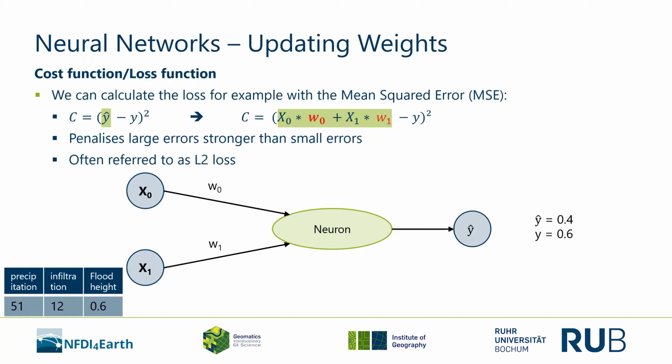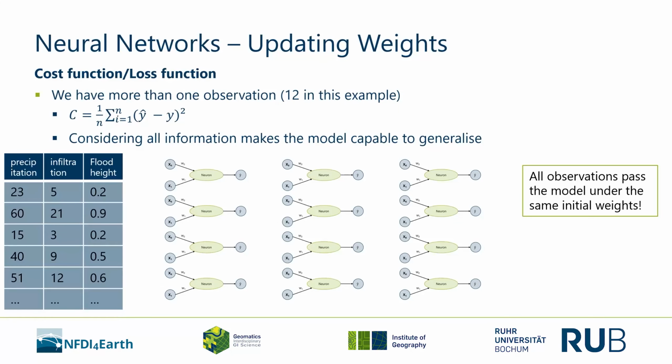Instead, the error calculation is described as x0 times w0 plus x1 times w1, which is, in other words, our y-hat predictor, minus the actual measurement. Squaring the difference makes larger errors penalized more heavily than smaller ones. But when we have multiple measurements, we pass each measurement through the model with the same weights and then compute the mean squared error from all predictors.